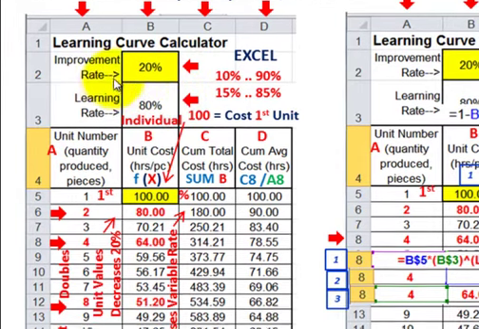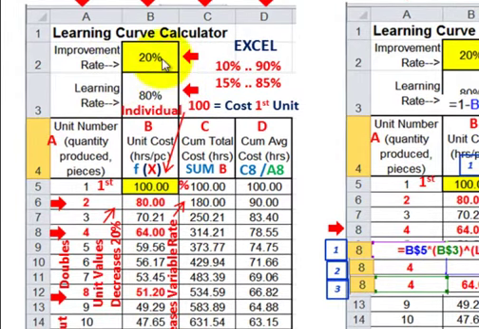Okay, so let's briefly go over our learning curve Excel calculator, and then we'll get into the details on setting up our different functions. So first off, we're going to have 4 different columns and a number of rows. For column A, that's going to be our unit number, or the quantity produced, or pieces. And for this learning curve, I've got quantities 1 through 20 set up.